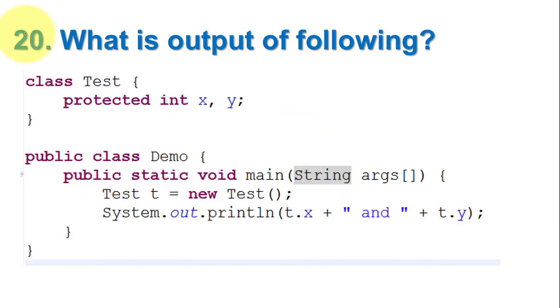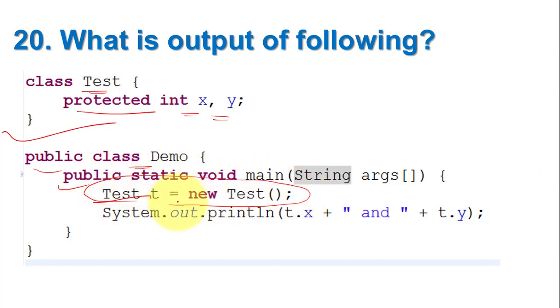Last question. What is the output of the following? Class test: test is a class. It has protected integers x and y. It contains two integers, no extra methods in the class. Seems okay. Another class, public class demo, and here there is a static main method. Correct. Test t = new test. As we have already seen, this is a correct line. It will create an object of the test class, and t is the reference variable.